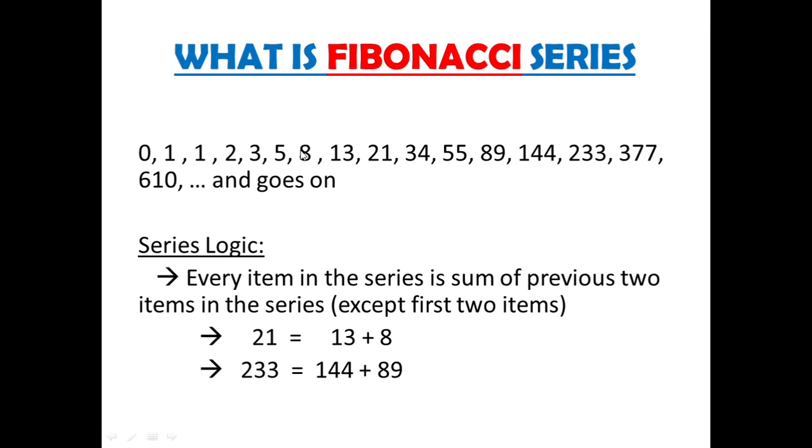If you take 8, it's a summation of 5 and 3, leaving out the first two items. First item is 0, second item is 1. So this logic applies from this place onwards. For this third item, it's the summation of the second item and the first item. So this is the logic of the Fibonacci series.